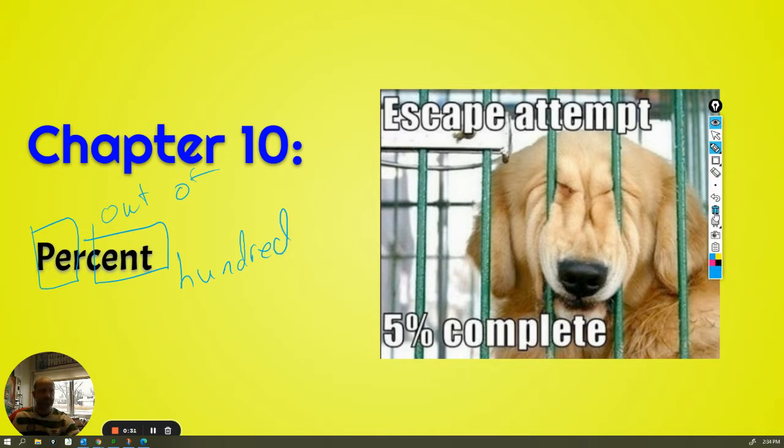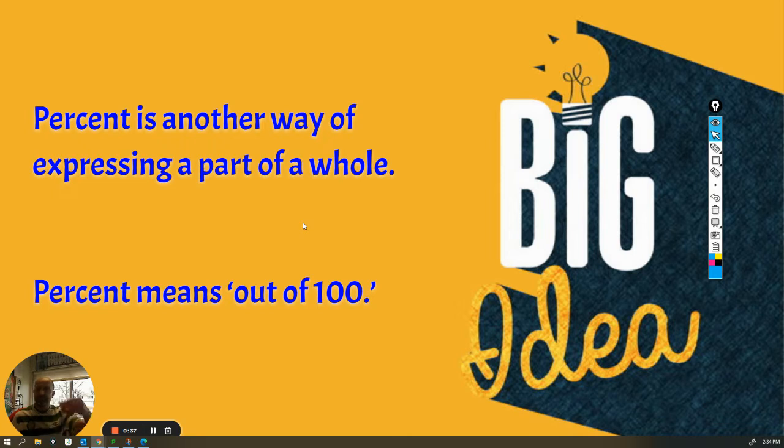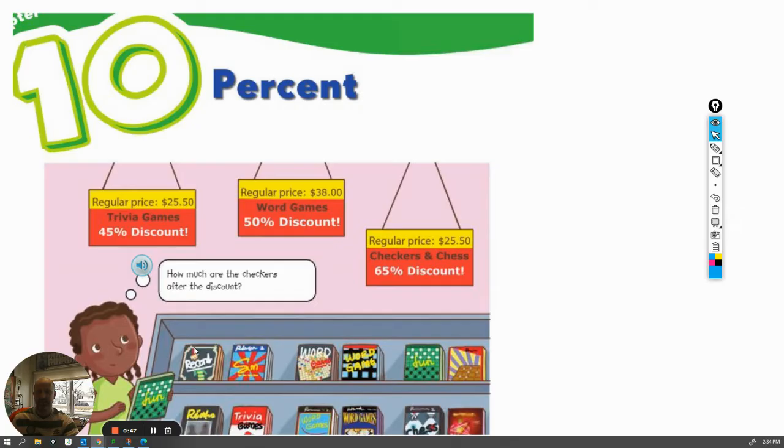As we move forward, this is just our little preview of what's coming up in this chapter. Percentage is another way of expressing a part of a whole, much in the same way that a fraction or a decimal does. A percent means the same thing, and yes, again, it means out of 100.